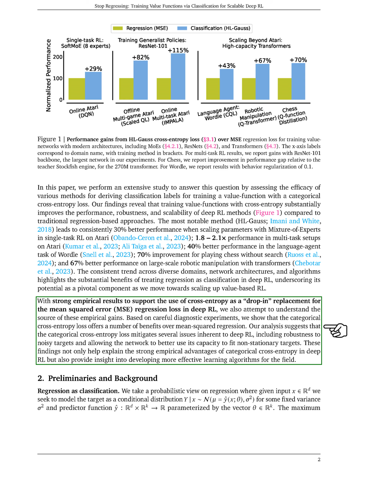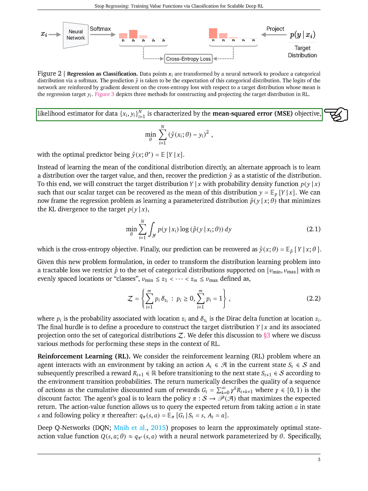Moving on to the preliminaries and background, we approach regression from a probabilistic perspective. Given an input, we aim to model the target as a conditional distribution with a certain mean and fixed variance, using a predictor function parameterized by a vector. The traditional approach involves using the mean-squared error (MSE) objective to find the optimal predictor.